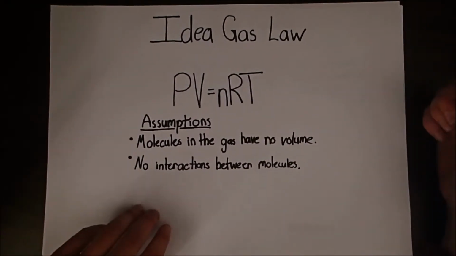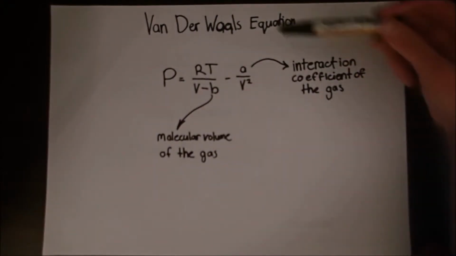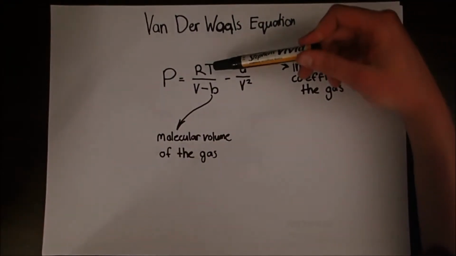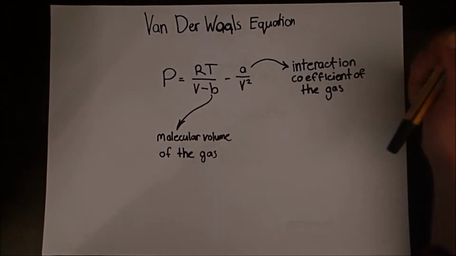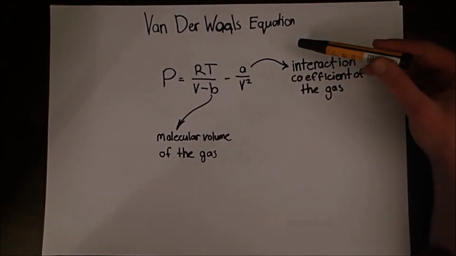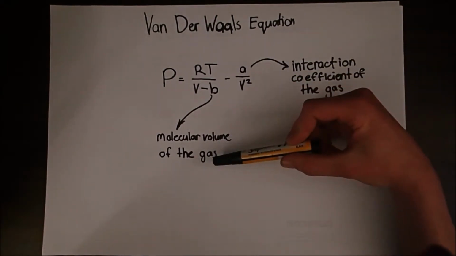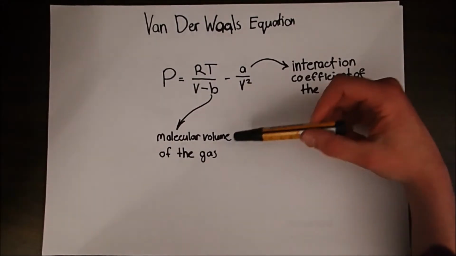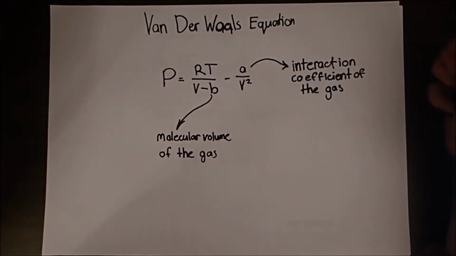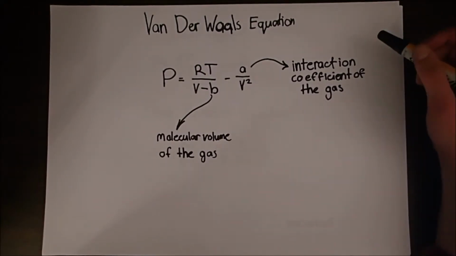In attempts to fix this, a man called Johann van der Waals devised a new equation, where he found P was equal to RT over V minus B minus A over V squared, which introduced 2 new values, A and B, where A was the interaction coefficient of the gas and B was the molecular volume of the gas. What this does is it accounts for the assumptions made in the ideal gas law, which makes this equation much more accurate than the ideal gas law.